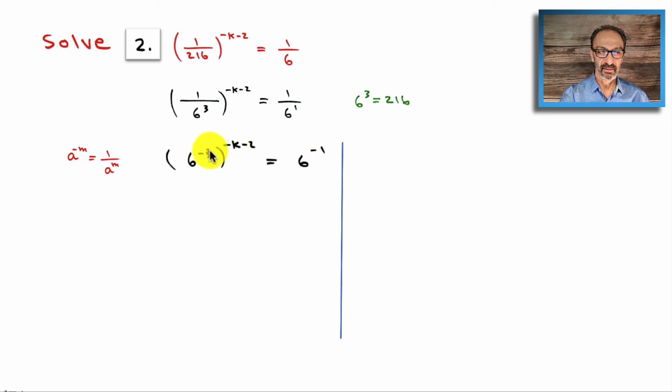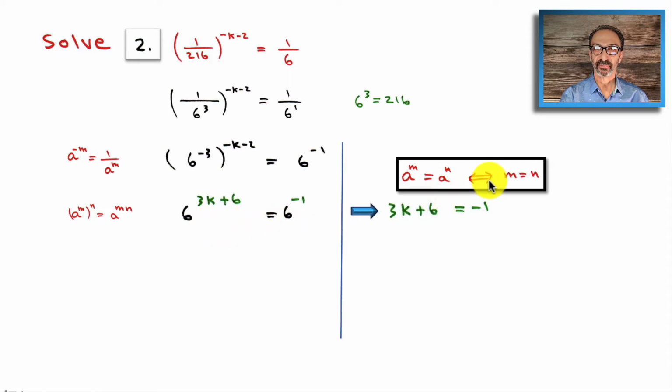We're going to apply the power of a power and apply these two exponents: negative 3 times negative k and negative 3 times negative 2, which is positive 3k and positive 6. That's a power of a power. Now we're going to compare these two exponents since we have the same base and the same rule applies. As you can see, we jumped to the exponents and we made them equal. After that, simple algebra. Subtract 6 from both sides.